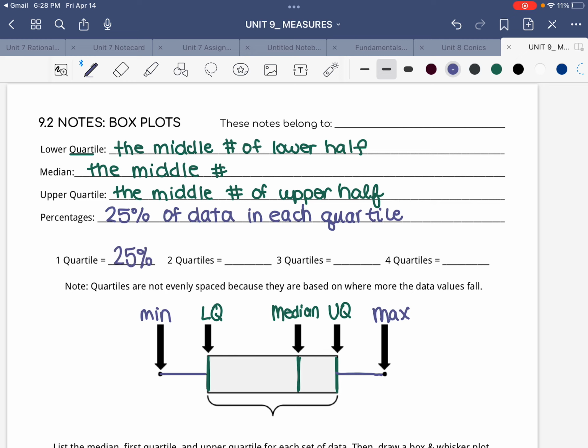But if we put 2 of them together, like from here all the way to here, that's 2 of them in the middle, that's 50%. 3 of them will be 75%. And if you get all 4, you have 100% of the numbers, because everything's going to fall somewhere between the maximum and the minimum.